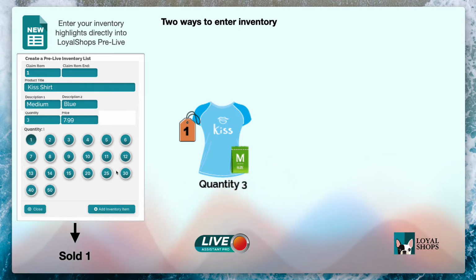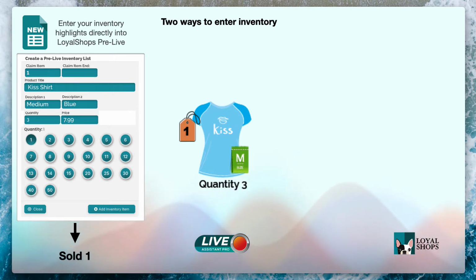Down here is the ability to put in inventory numbers if you want to do a quick hit on your inventory if you have that exact amount. Otherwise, you just type in what you have here in the quantity field. Then you just choose to add inventory item, and you can move on to the next item. When you're done inputting this way, you could hit the close button. That would allow you to then have customers, once you went live, do a sold 1 and purchase one of these Kiss blue medium shirts.